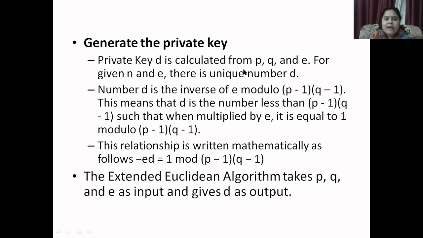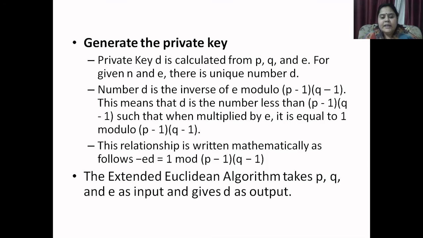Now, private key D is calculated from P, Q, and E for given N and E. There is a unique number D. The number D is the inverse of E modulo (P minus 1) into (Q minus 1). This means that D is a number less than (P minus 1) into (Q minus 1) such that when multiplied by E it is equal to 1 modulo (P minus 1) into (Q minus 1). This relationship is written mathematically as follows: ed equals 1 modulo (P minus 1) into (Q minus 1).